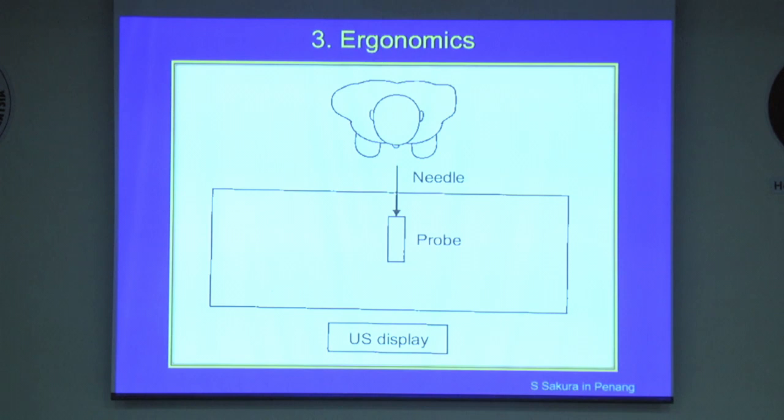As I said, with the in-plane technique, it is very difficult to align the needle with a very thin and narrow ultrasound beam. However, if you take care to position all the components, including yourself, the needle, the probe, and the ultrasound display, your block performance during the procedure can be much easier. The screen of the ultrasound display should be positioned directly in front of the block area, and this line of sight positioning means that you don't have to move. You only have to move your eyes and hands during the procedure.